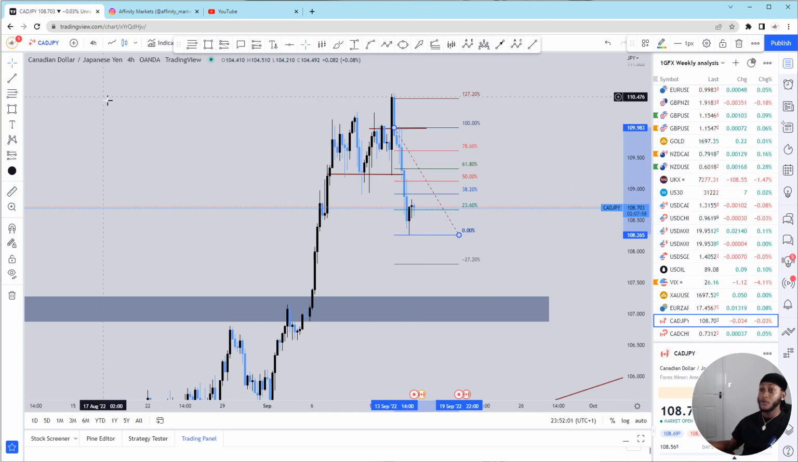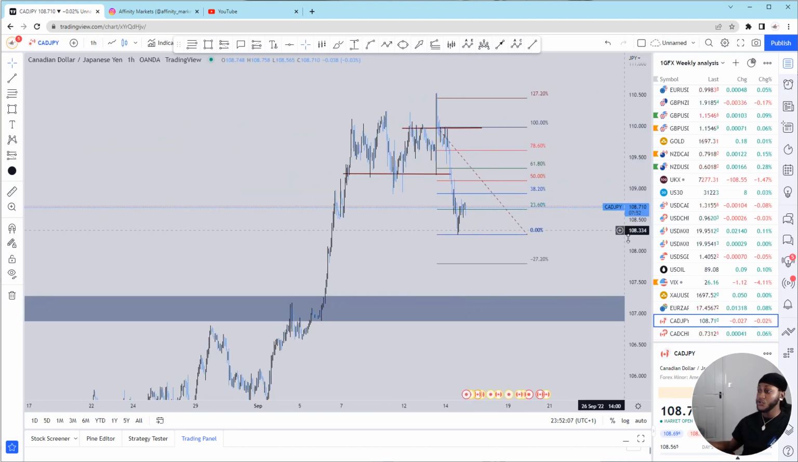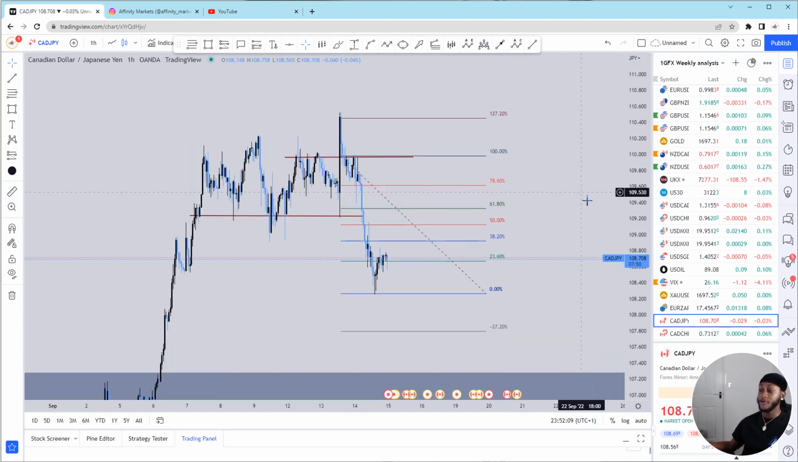So where are we gonna be looking for a retracement? What I'll do, I'll drop to my lower time frame, like my hourly. So now I'm currently on my hourly time frame. You can clearly see, right, we can move back into any one of these areas.